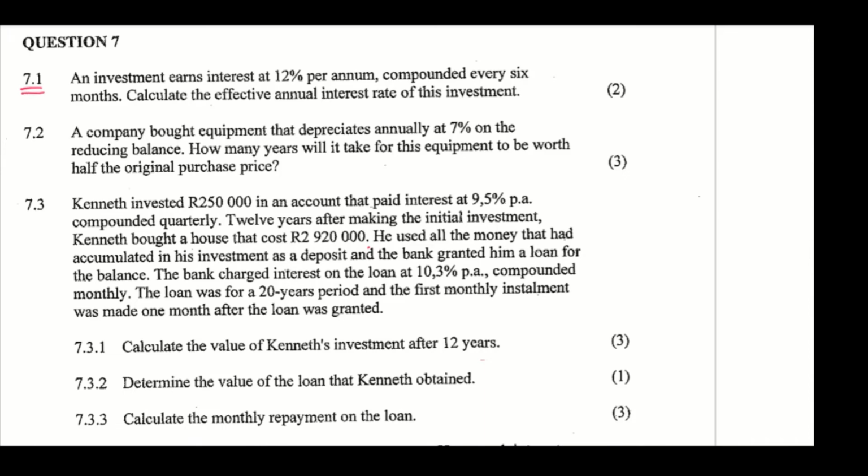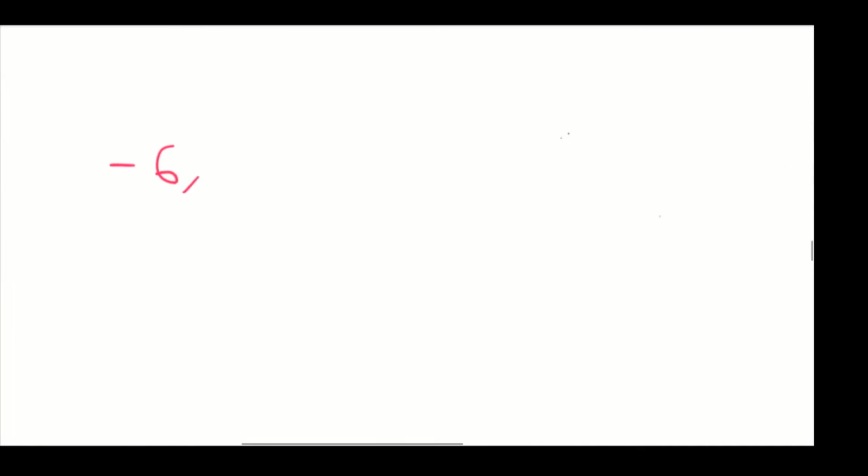In question 7.1, it says that an investment earns an interest rate of 12% per annum compounded every 6 months. Calculate the effective interest rate of this investment. So we are told that the interest rate is equal to 12% compounded every 6 months, meaning half yearly, which is 1 over 2.